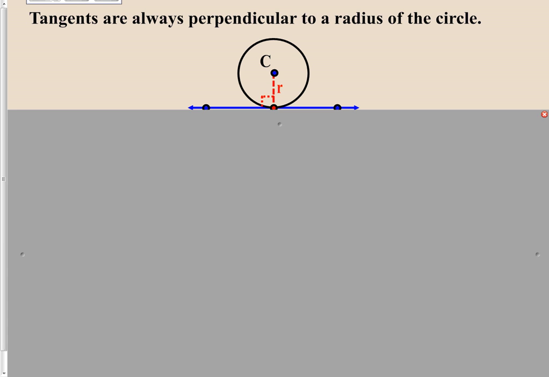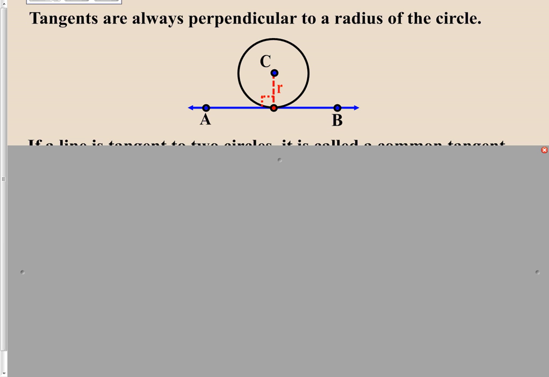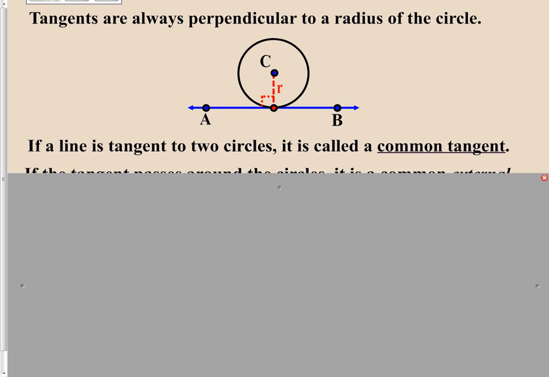Okay. Now we had a property of tangents. Tangents were always going to be perpendicular to a radius of the circle. If a radius connected to the point of tangency, then that was going to be perpendicular with the tangent. Tangent and radius are perpendicular.